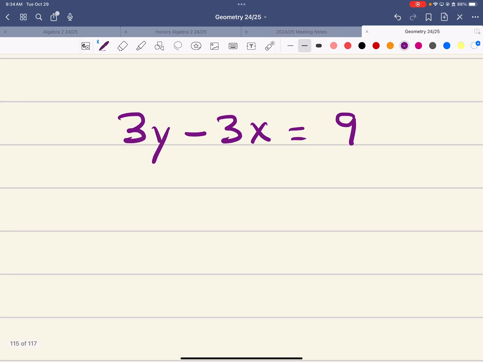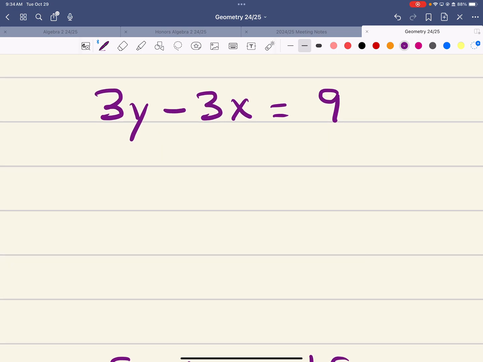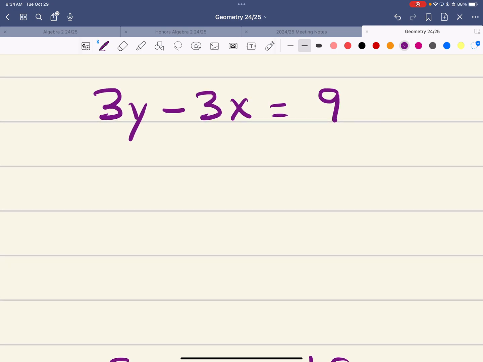Let's look at a second one. It's a little more complex. Now we've got 3y minus 3x is equal to 9.